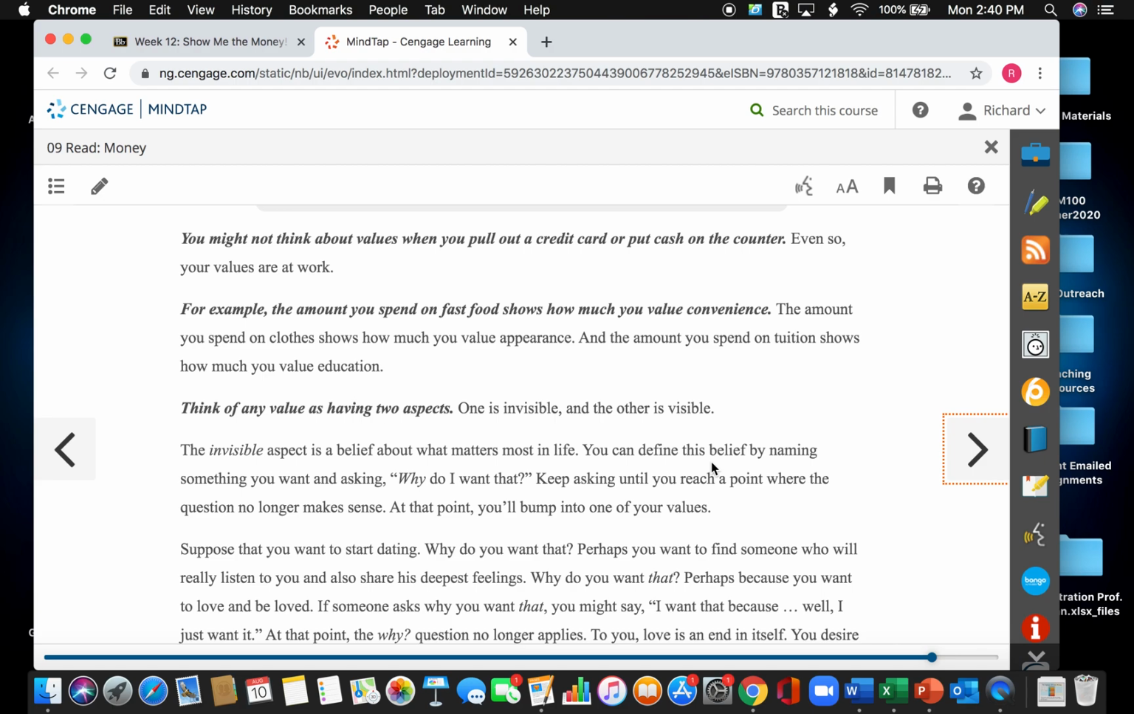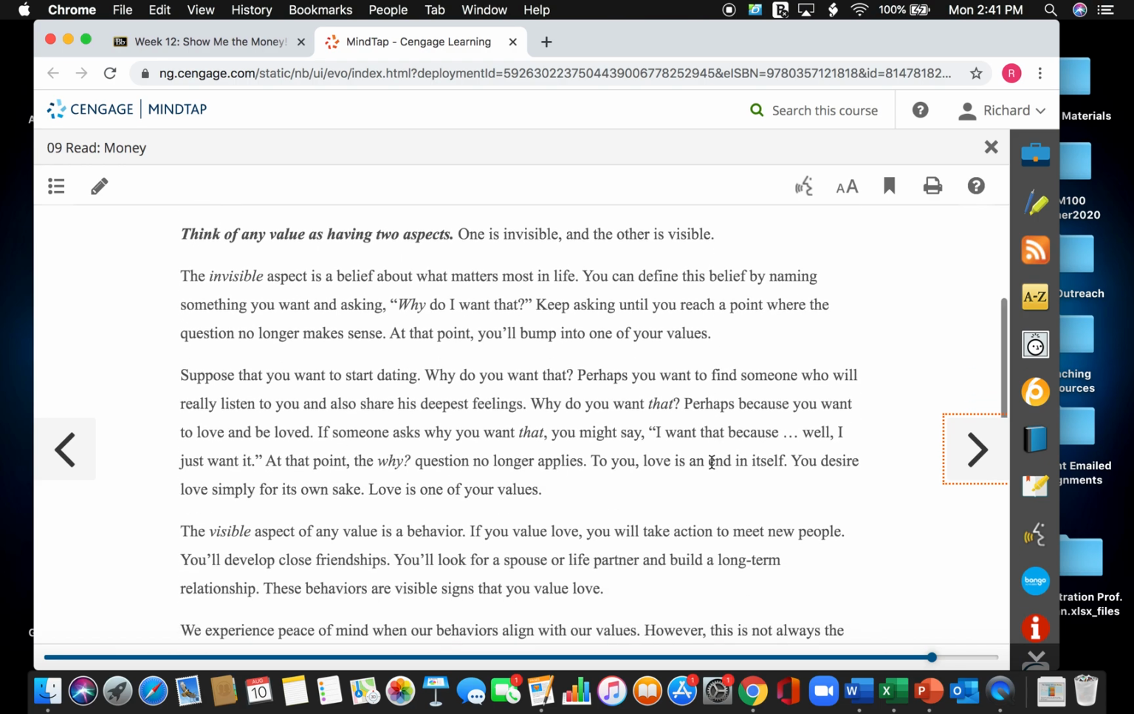Think of any value as having two aspects. One is invisible and the other is visible. The invisible aspect is the belief about what matters most in your life. You can define this belief by naming something you want and asking, why do I want that? Keep asking until you reach a point where the question no longer makes sense. At that point, you'll bump into one of your values.